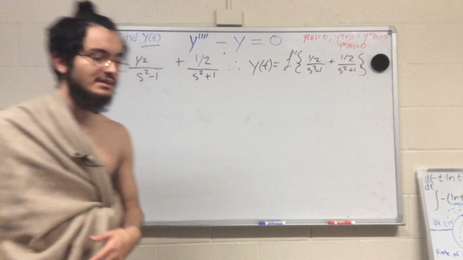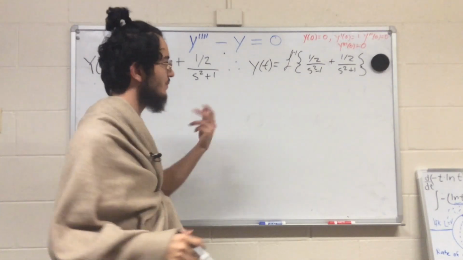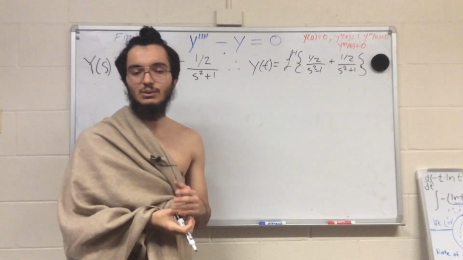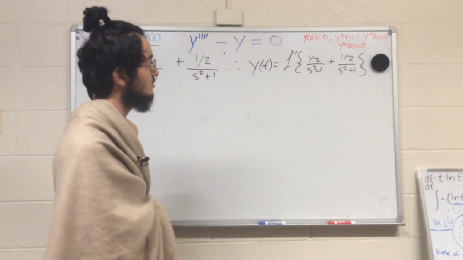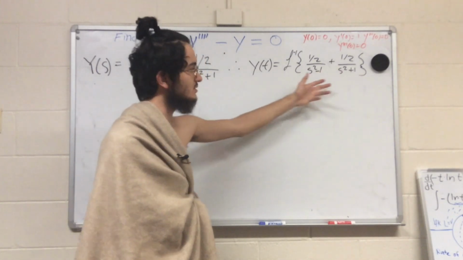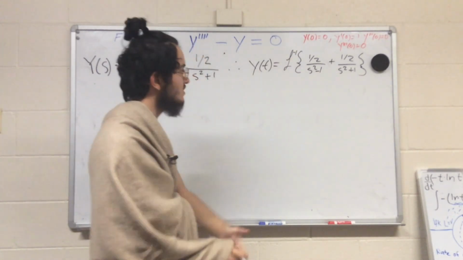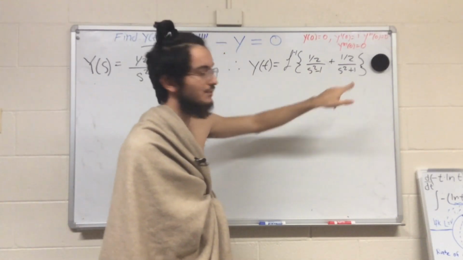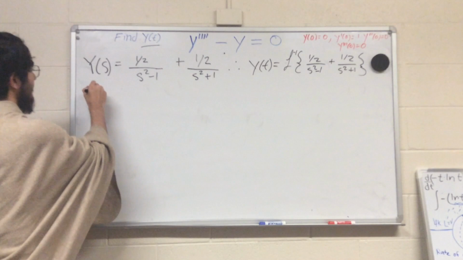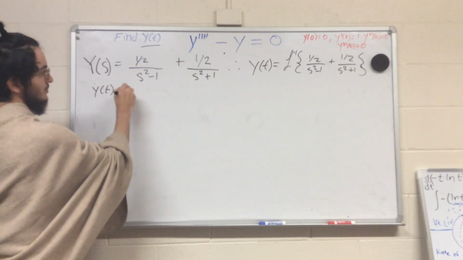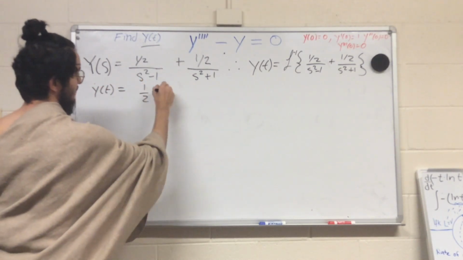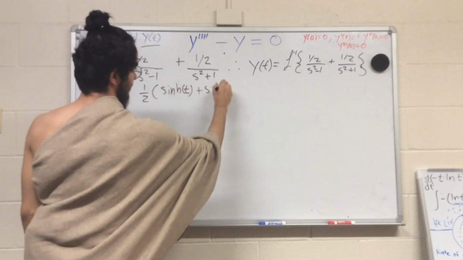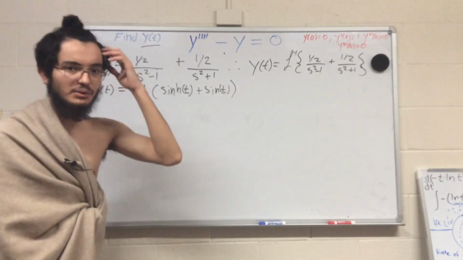Now, this is just a matter of knowing the Laplace transforms by memory, or you could just look them up on the table. But I will show you how to derive the Laplace transforms for each of the following. This one over here will give you half of sinh of t, and this will give you 1/2 of sine of t. So the solution to the initial value problem is 1/2 of sinh of t plus sine of t. But I'll show you how we come to that.